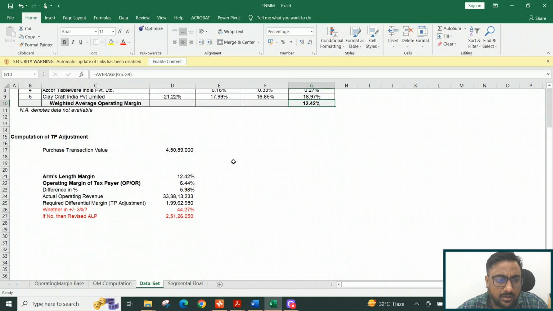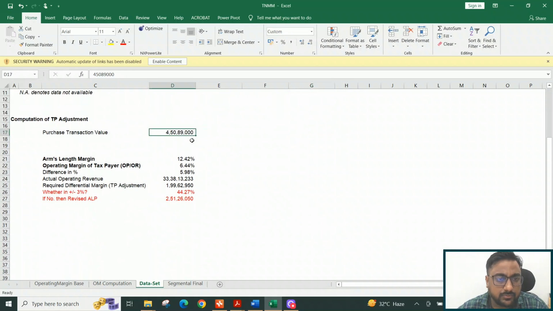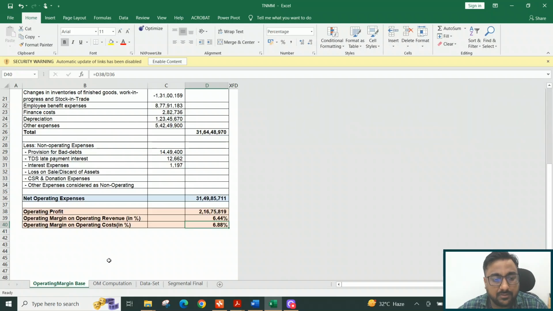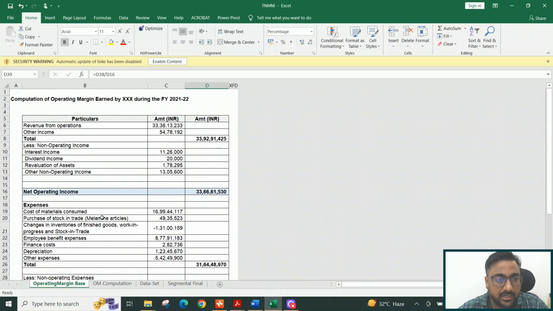Now we go ahead. If we presume that there was 4.5 crore rupees of purchase which has been done by the taxpayer from its AE, right? So what PLI will we select? As this is a tested party, that is the base which has a controlled transaction, we won't go ahead with the operating profit on operating cost. What we will select as the base is operating margin on operating revenue, which is 6.44%, because that is predominantly the base which is free from the controlled transaction, right? So that is what we will take.